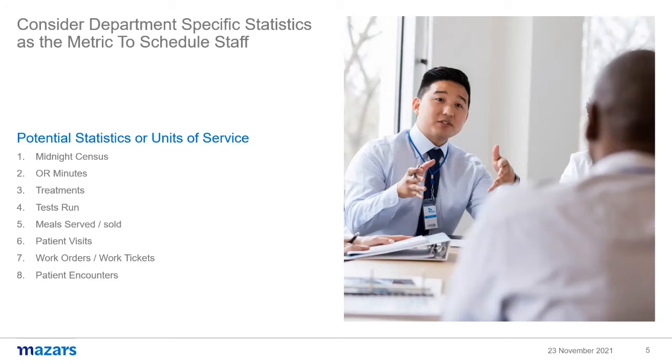Some are inpatient, like the midnight census. OR minutes might be for inpatient surgery or outpatient surgery. Treatments could be applicable to many outpatient departments like physical therapy. Tests run could be used for lab or even certain diagnostic imaging. Meals served and sold, as I mentioned. Patient visits for an outpatient clinic. Also, patient encounters are in there. And then work orders, or work tickets, might be something you'd want to budget your IT department or your supply chain departments on as well.